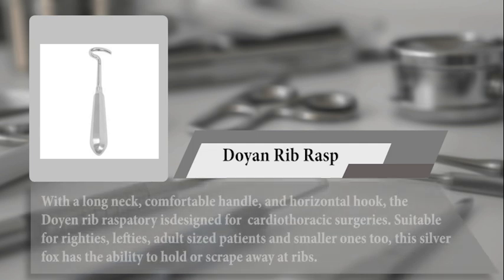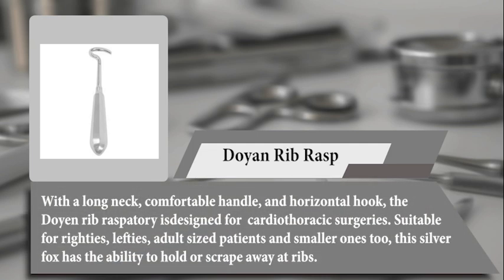Doyen rib rasp. With a long neck, comfortable handle, and horizontal hook, the Doyen rib raspatory is designed for cardiothoracic surgeries. Suitable for righties, lefties, adult-sized patients and smaller ones too. This silver fox has the ability to hold or scrape away at ribs.